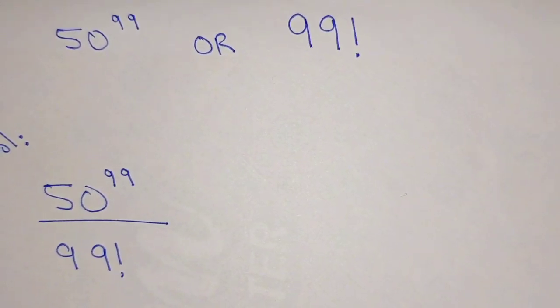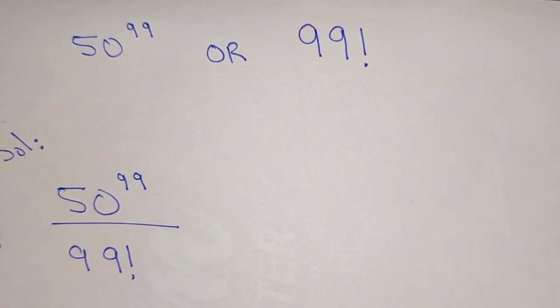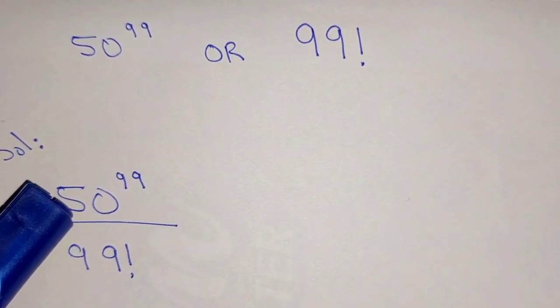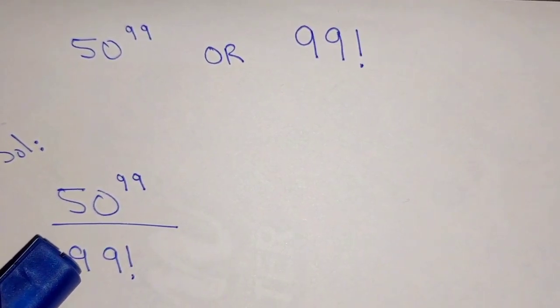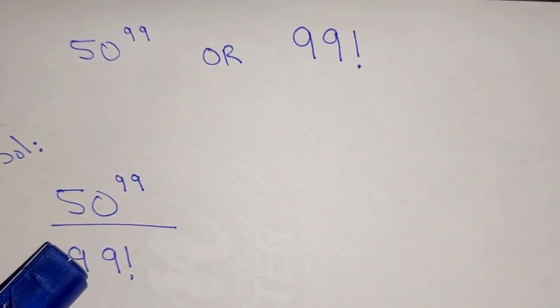50^99 divided by 99!. So if the answer is greater than 1, it means we can say that 50^99 is bigger. And if the answer is lesser than 1, then we can say that 99! is bigger.